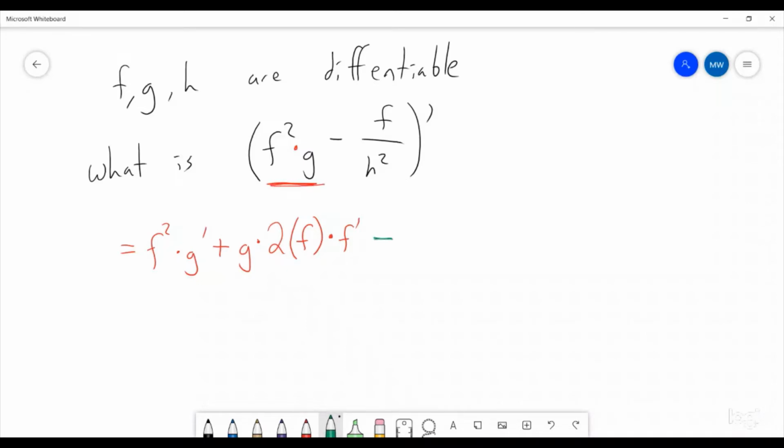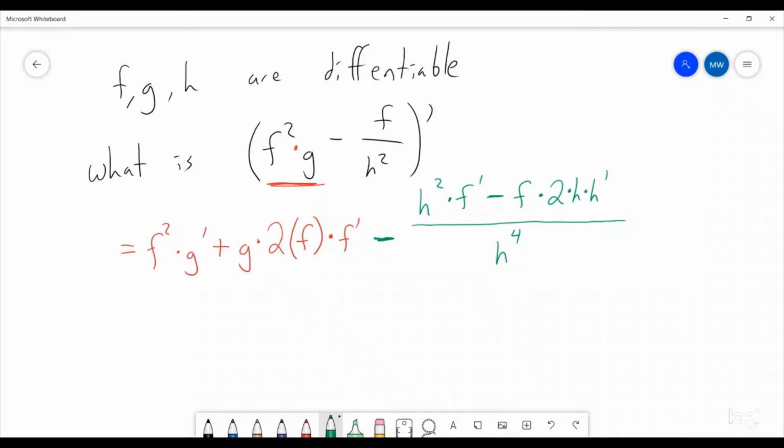But then the next one, we have the quotient rule. So this one is going to be low d high, so we get low d high minus high times the derivative of the bottom. So the derivative of that's going to be similar to the last, 2 times h, all over h to the fourth. So there we go. That is how we would find the derivative of this. And we could simplify a little bit. We could cancel an h out from everything, but that would be how we would take the derivative.